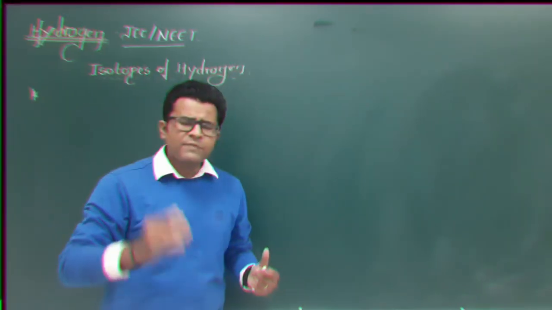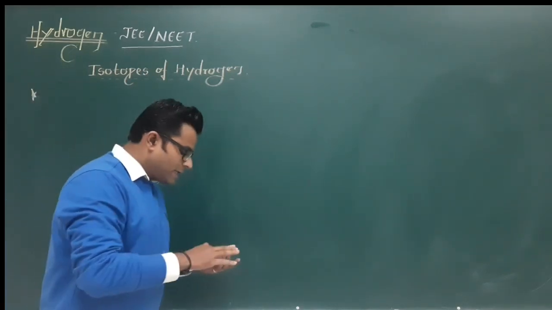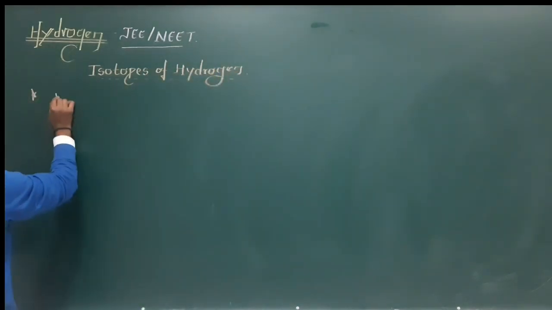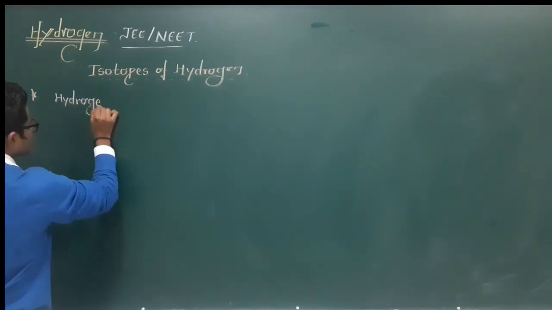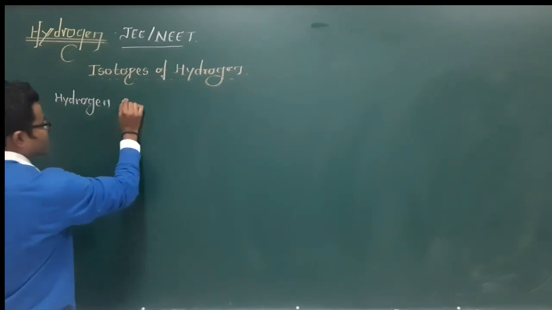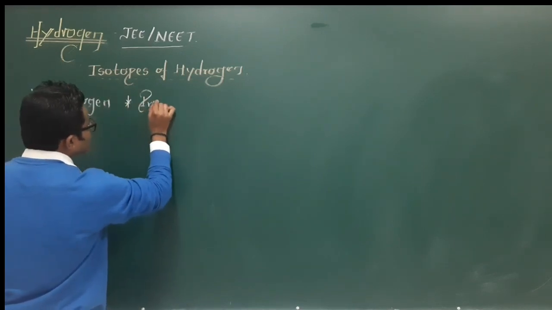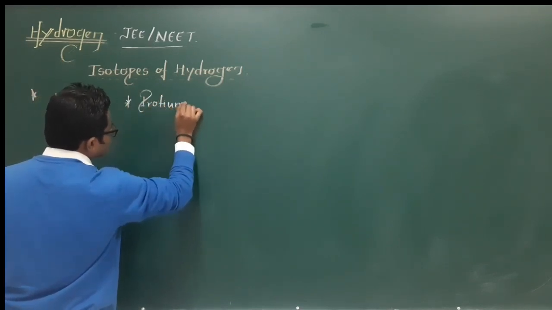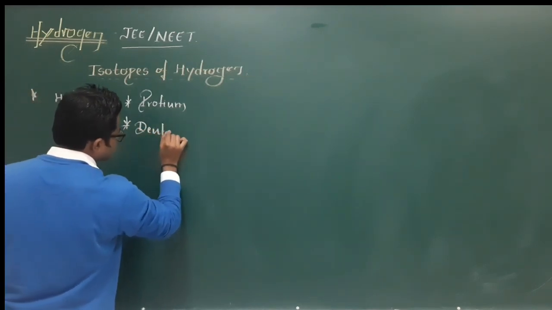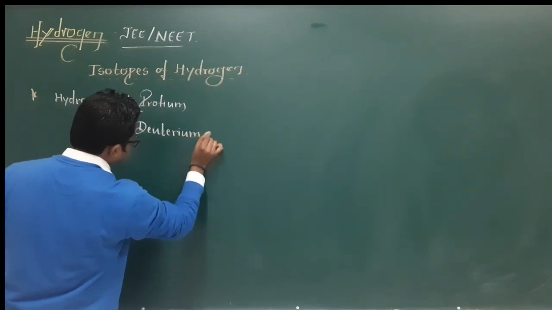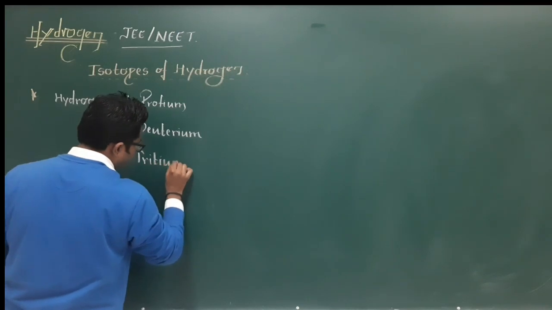Okay, so coming forward with the next concept, and that is the isotopes of hydrogen. We know that hydrogen is basically formed of three different isotopes. Correct? So, the three different types of isotopes are ordinary hydrogen or protium, right? The second type is deuterium, and the third type, as what we have, is tritium.